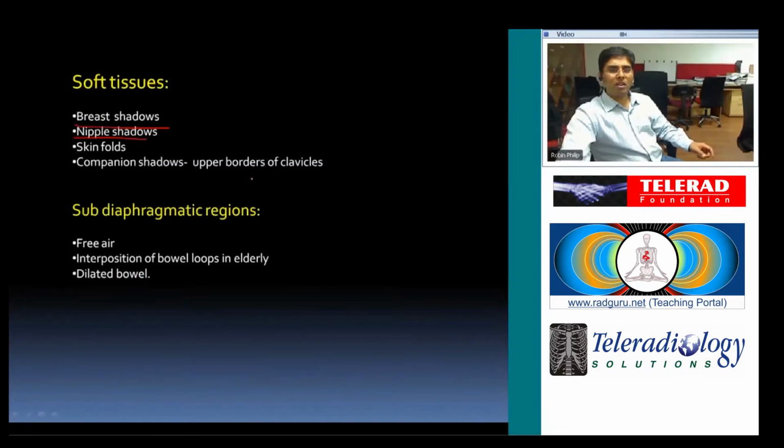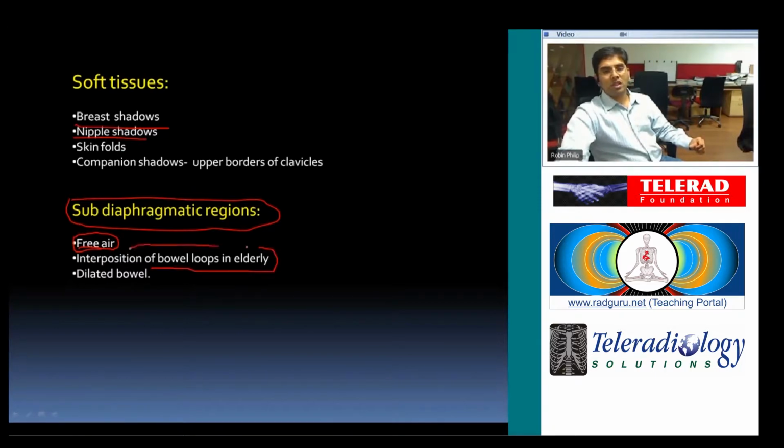And then before concluding, you have to look for the subdiaphragmatic regions, right? And look for free air. This is one of the most important indications. Patients land up with acute chest pain, and if you see, they'll have free air. So it's very important to look for all the regions of the chest X-ray so that you're not missing out on anything. Look for the dilated bowel loops in the upper abdominal regions. And then sometimes you do see this interposition of bowel loops in the right upper quadrant. That is Chilaiditi syndrome. That is a normal finding. So always make note of these things.